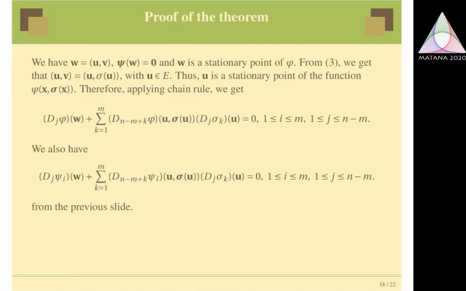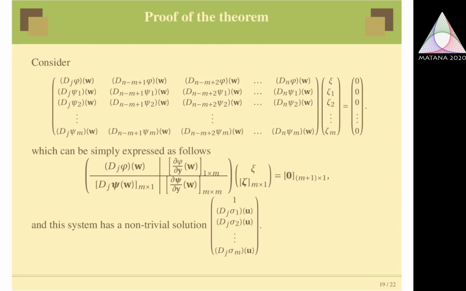Again substituting W is equal to (u, σ(u)), we get that ∂_j φ at W plus the sum over k from 1 to m of ∂_{n-m+k} φ at W into ∂_j σ_k of u is equal to 0 for all j from 1 to n minus m. Consider the system of homogeneous linear equations as shown in the slide. The coefficient matrix has the order m plus 1 cross m plus 1.